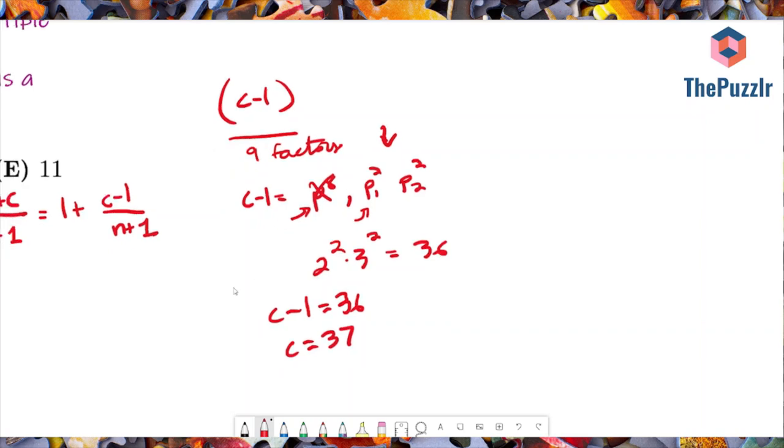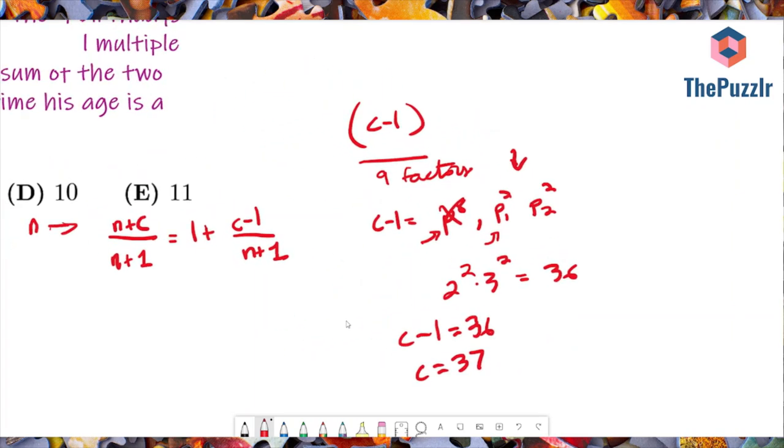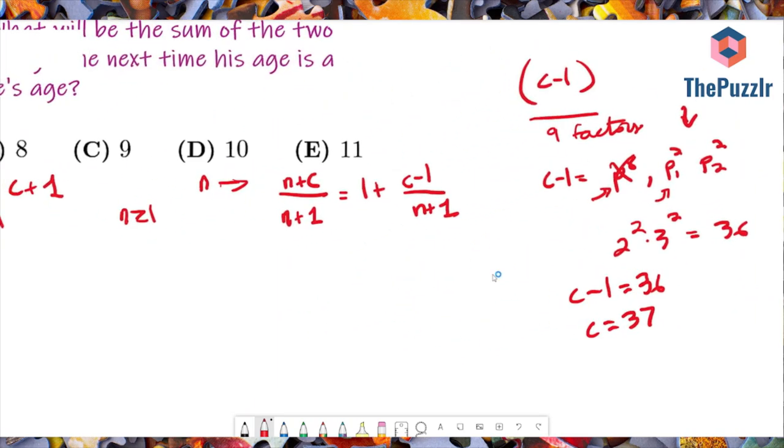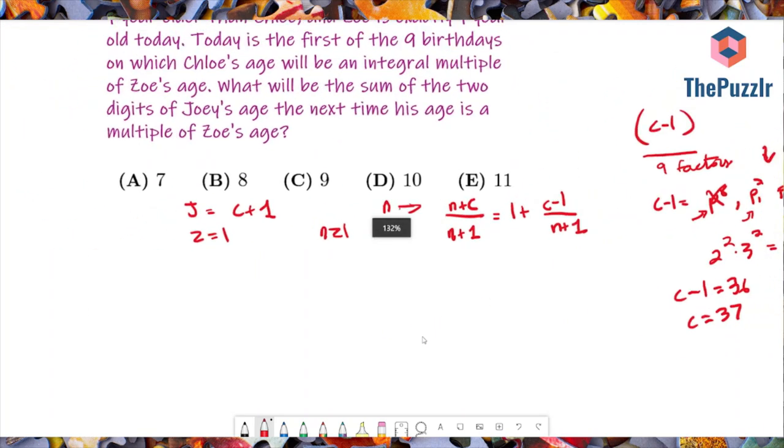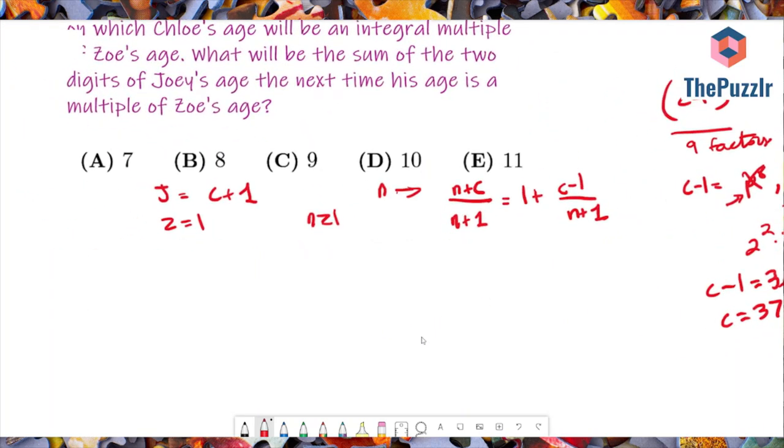So 36 has at least 9 different positive factors. So that would be a valid value. So Chloe is equal to 37. Chloe is equal to 37 when Z is equal to 1. J is thus equal to C plus 1, so 38. So Joey is equal to 38.